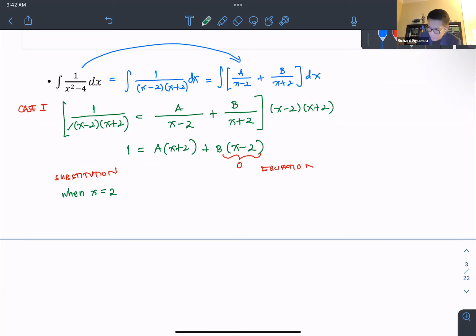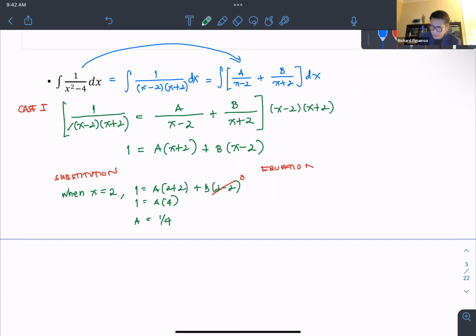Kasi nga, once I substitute x equals 2, I'll have 1 is equal to A times x plus 2, so 2 plus 2, and the other one is plus B times 2 minus 2. So 1 is equal to A times 2 plus 2, which is 4, and then 2 minus 2 is 0. Therefore, I now have A equivalent to 1/4. Right? So A is 1/4.